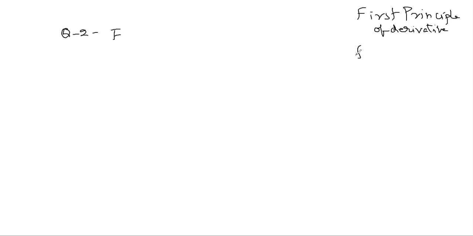f dash x, that we have seen already, but that was at a point. If there is no point given, then we have to find it like this: limit h tending to 0, f(x + h) minus f(x) upon h. This is the first derivative.